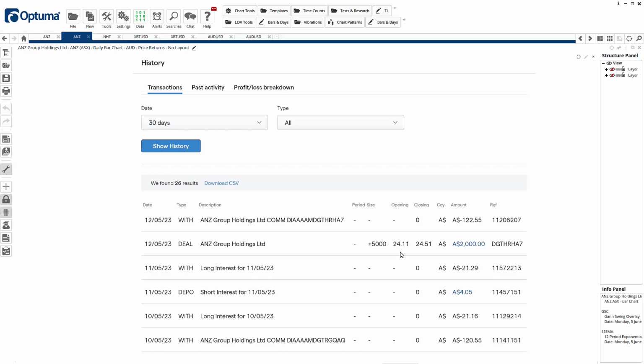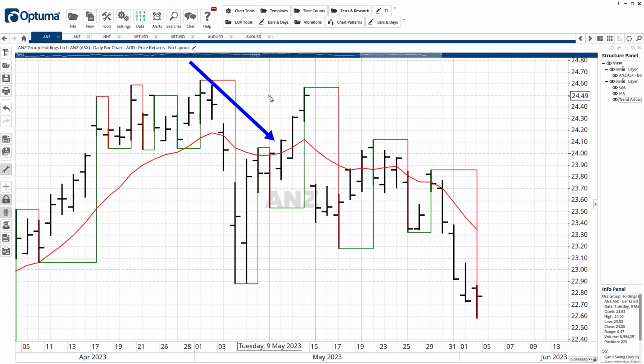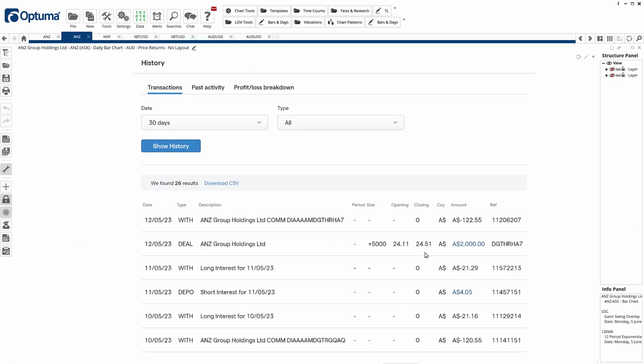So we bought in at $24.11. At $24.51, remember that the market was going to get to around $24.60 and would strike trouble. So I knew that if it got to this area, I could close that trade out for a profit. At $24.51, I've made a neat 40 cents per unit times 5,000 units, which is $2,000 gross profit. The trade lasted for 2 to 3 days.